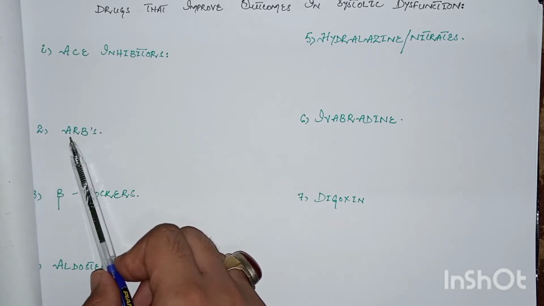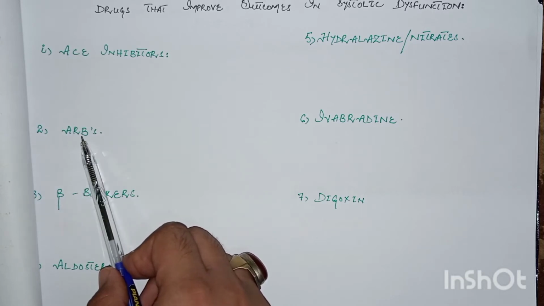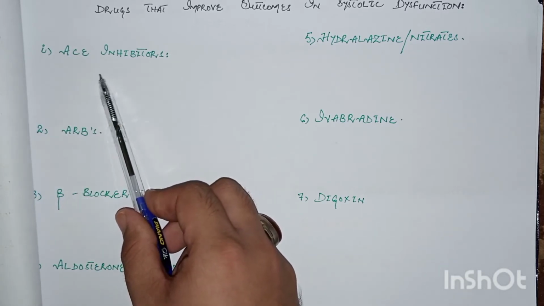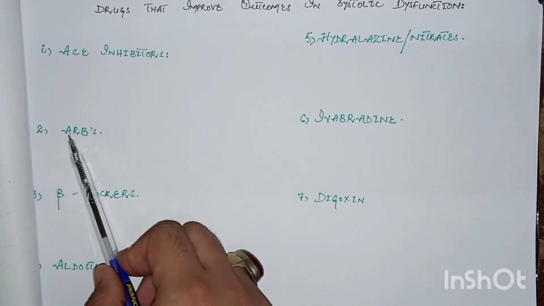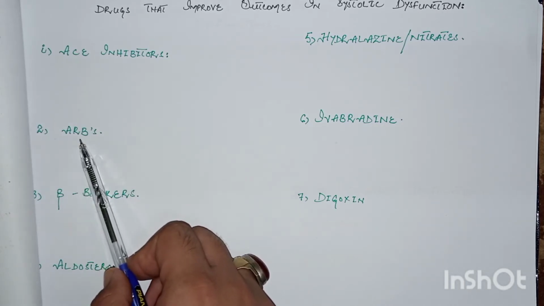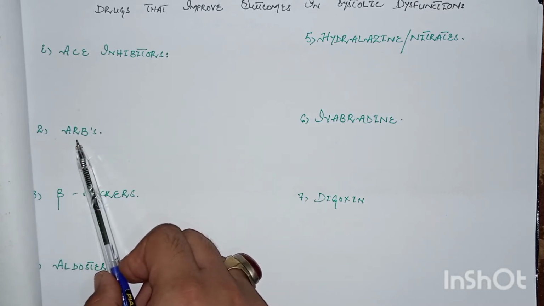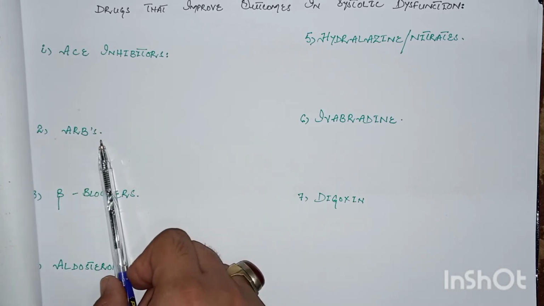So these drugs also decrease the preload and decrease the afterload by the same mechanism as that of ACE inhibitors. These ARBs include candesartan, valsartan, and losartan. These drugs have side effects like renal failure and hyperkalemia.